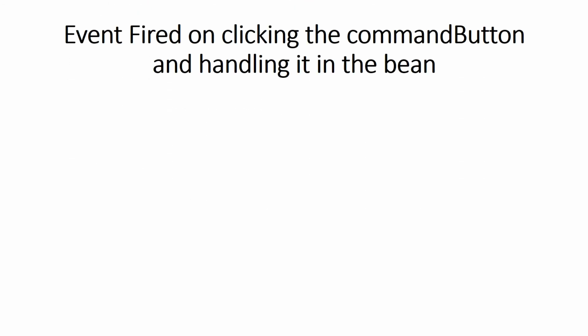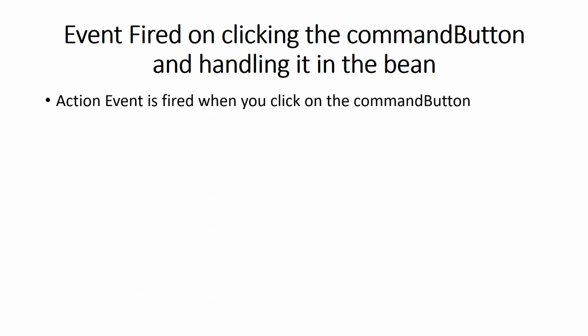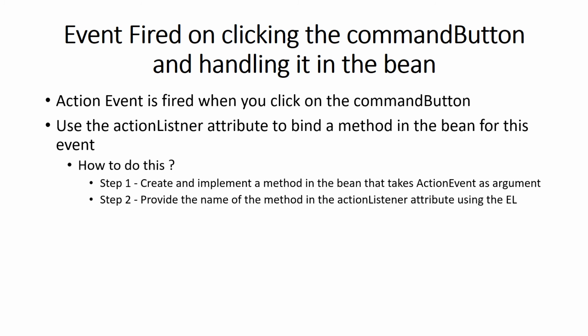How do you handle the event that is fired on clicking on the command button? First of all, we should know what is the event that is fired. It is the action event. Use the actionListener attribute to bind a method in the bean for this event. How to do this? Step 1. Create and implement a method in the bean that takes ActionEvent as argument. Step 2. Provide the name of the method in the actionListener attribute using the expression language.